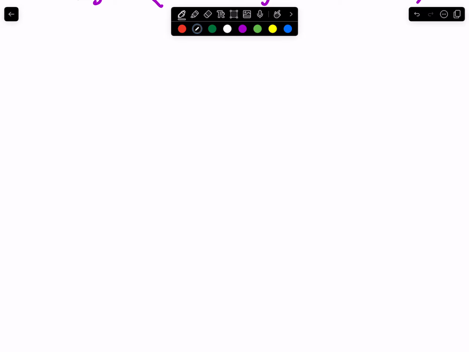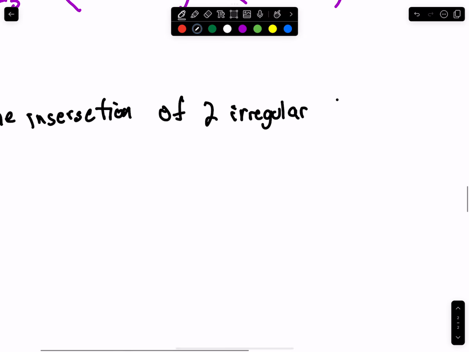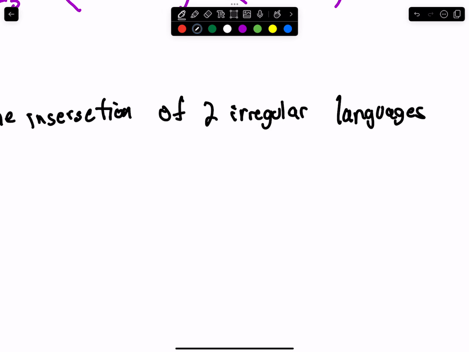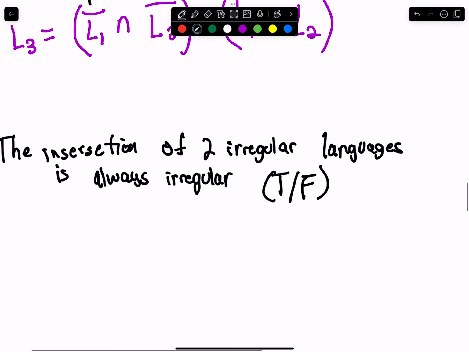So we know that, let's do some true false. The intersection of two irregular languages is always irregular. True or false? Who thinks true? Raise your hand for true. Raise your hand for false. Raise your hand if you didn't raise your hand. Someone who thinks false, why do you think it's false? Someone who thinks true, why do you think it's true?